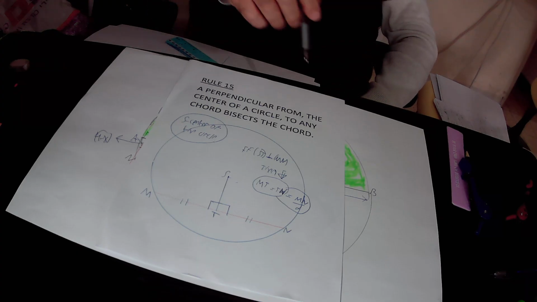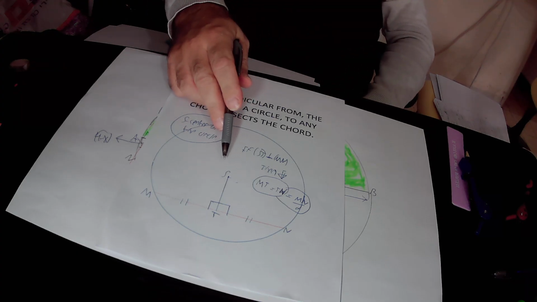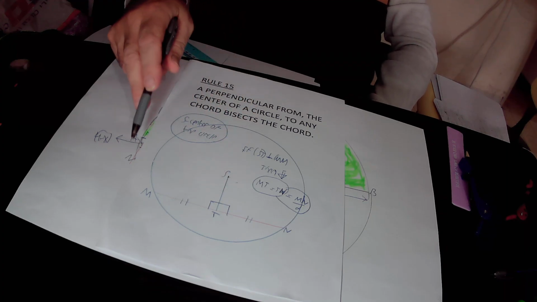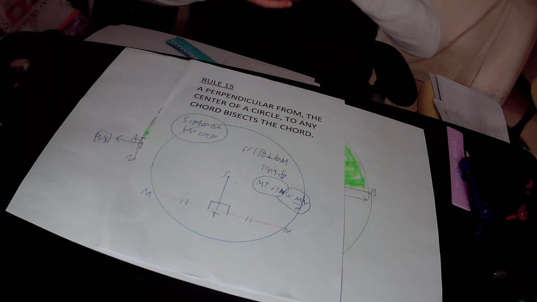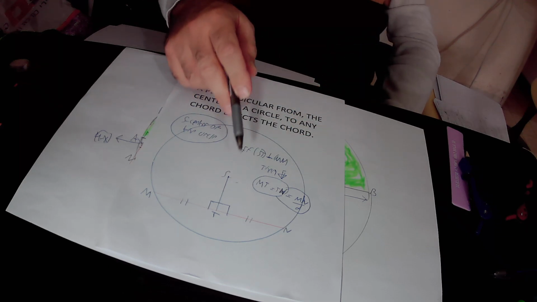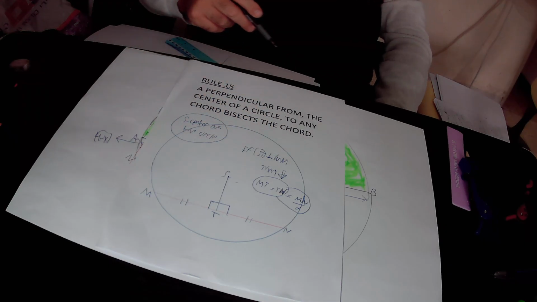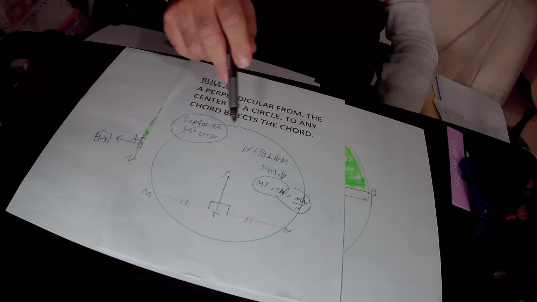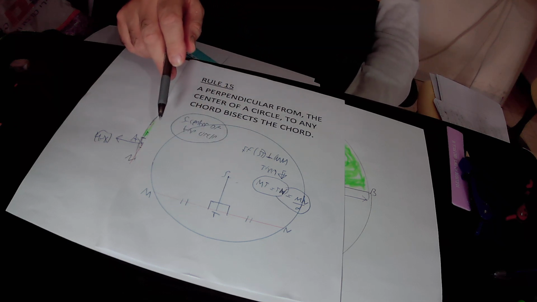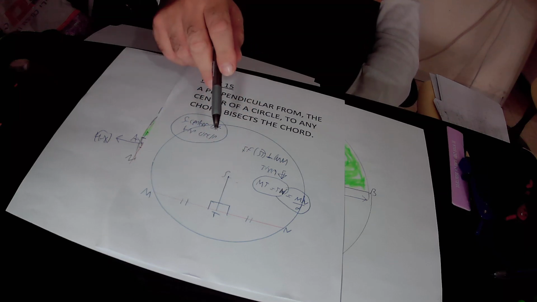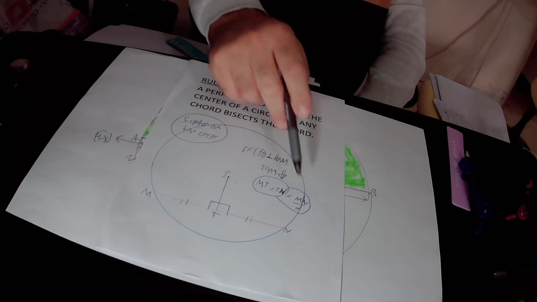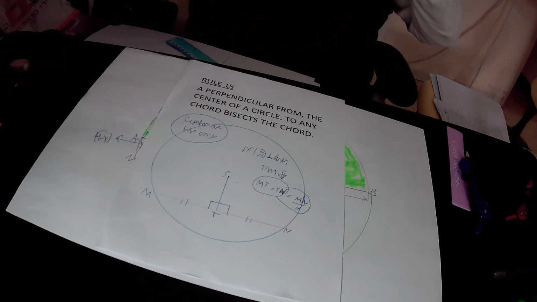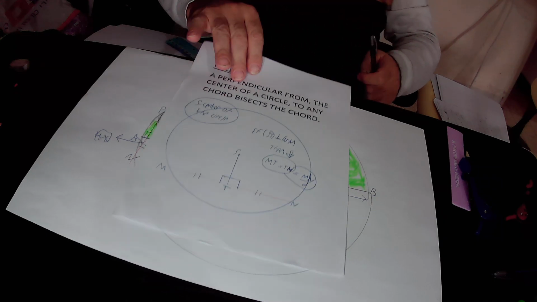In the drawing, you have a circle. This is point S, the center of this circle. From point S, we have perpendicular ST on chord MN. According to rule 15, perpendicular ST bisects chord MN, that is to say it divides chord MN into two halves. The first half is MT, and it equals the second half TN, and each half equals MN over 2. So we can implement rule 15 in our drawing.